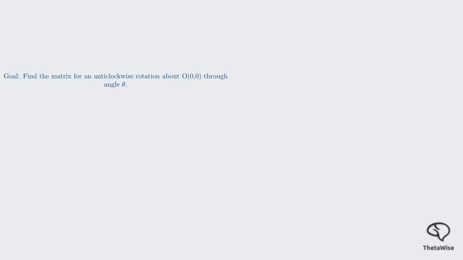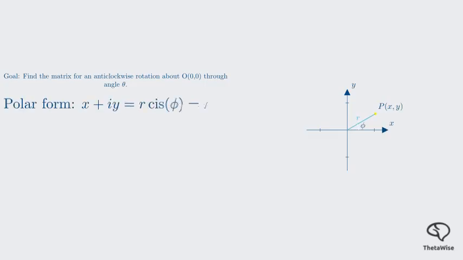Let's start by considering a general point P with coordinates x, y on the Cartesian plane. We can represent this point in polar form. If r is its distance from the origin and phi is the angle it makes with the positive x-axis, its complex number representation is x plus iy, which equals r times cis phi, or r times e to the i phi. Rotating a point by an angle theta is equivalent to multiplying its complex number representation by the complex number cis theta, or e to the i theta.